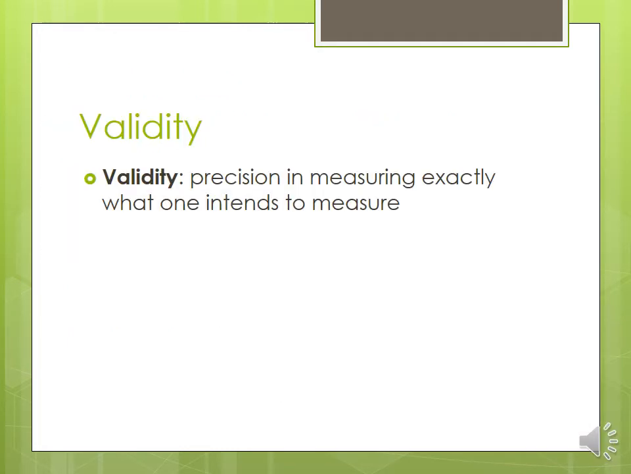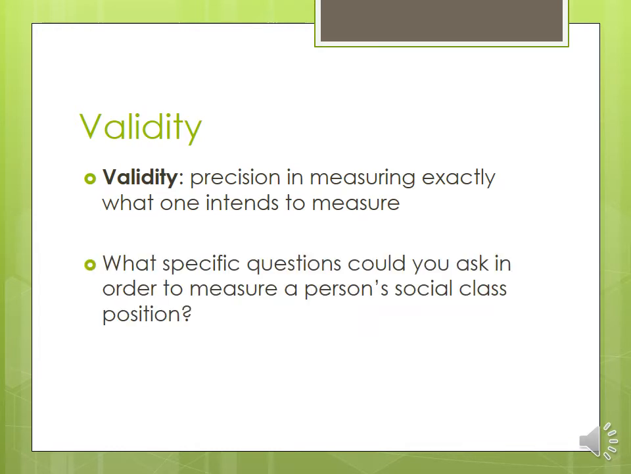So here again is validity. What you measure, your precision in measurement, it's what you intended to measure. So if you wanted to measure social class, you need to be very precise about what it is that you're measuring. Is it income? Is it education? Is it the community that the person lives in? What questions are you asking to narrow down and define exactly what it is that you're looking at?